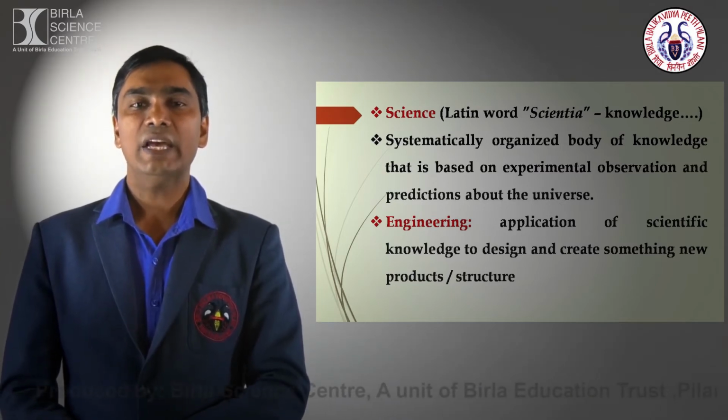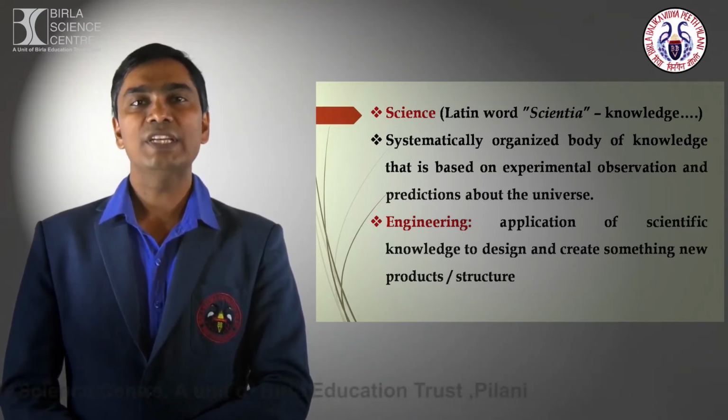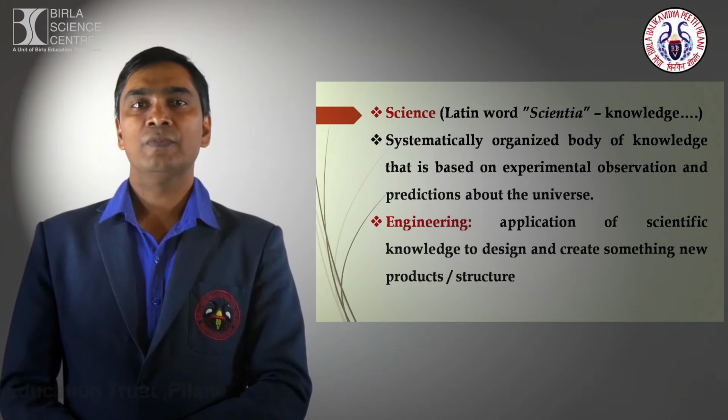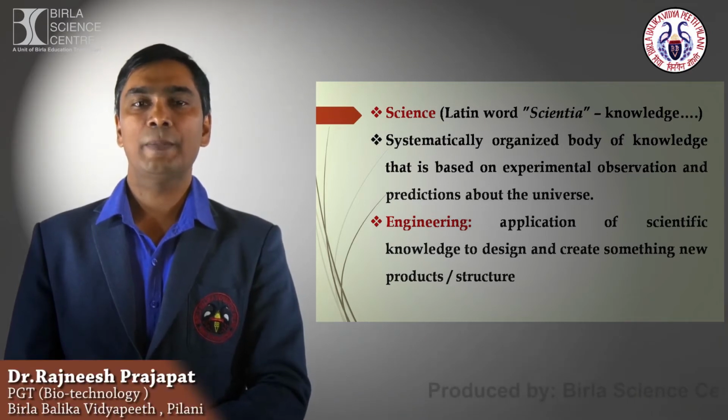In science, everything is based on experimental observation. Like in physics, chemistry, and biology, we perform several experiments in the laboratory using a particular principle, and plus or minus 2 we get the same results. Science repeats again and again.